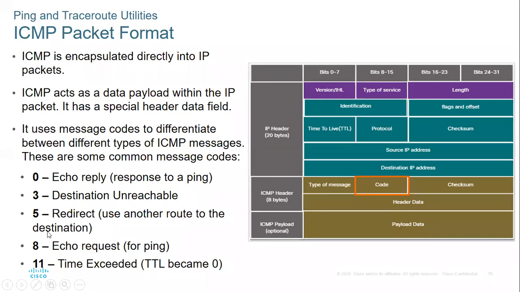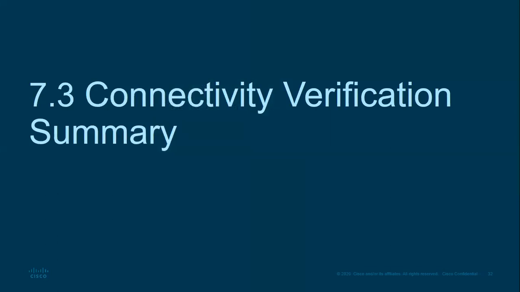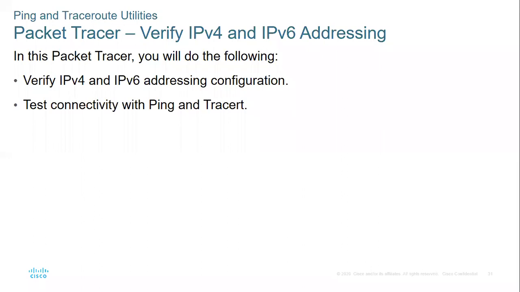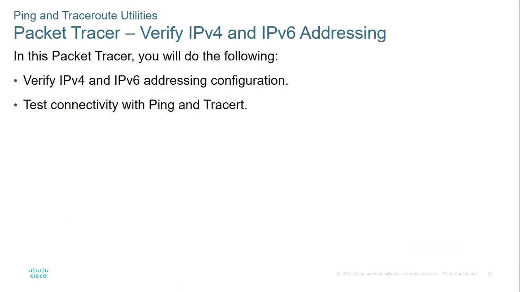And these are the codes. So if the code in the message is 0, it means that is an echo reply. If it is 3, it means destination unreachable. If the message code is 5, that is a redirection. If it is 8, it means that is an echo request. 11 means that time has been exceeded, okay? So that is on connectivity verification. Make sure you know these utilities, ping and traceroute.